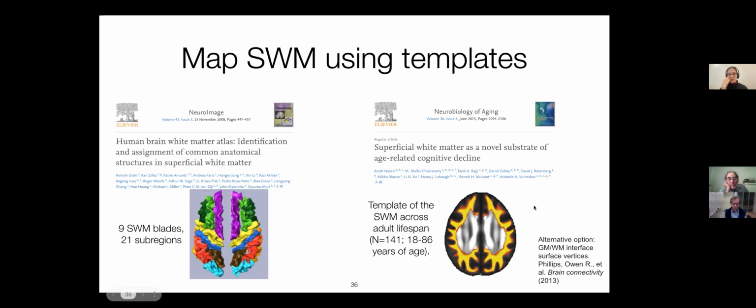And then on the right, you can see a paper that says superficial white matter is a novel substrate of age-related cognitive decline, making the point that it's important to study and understand the superficial white matter in aging. In this paper, they generated a template of the superficial white matter across the adult lifespan using data from 141 adults from 18 to 86 years of age.